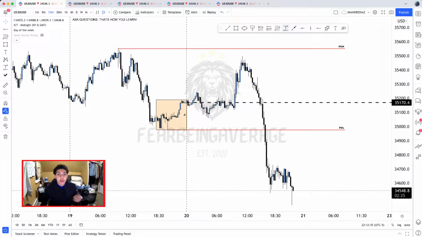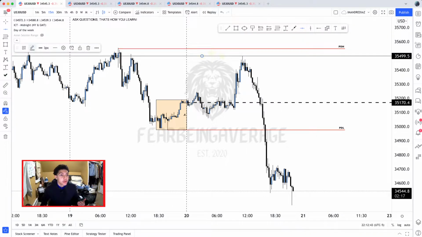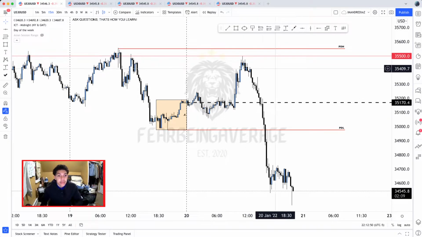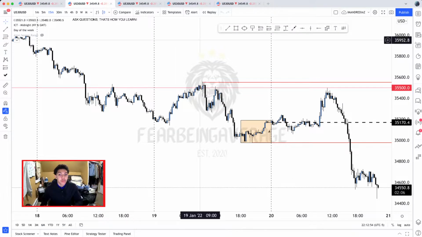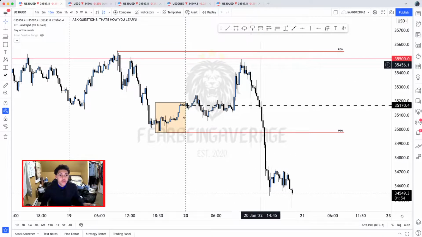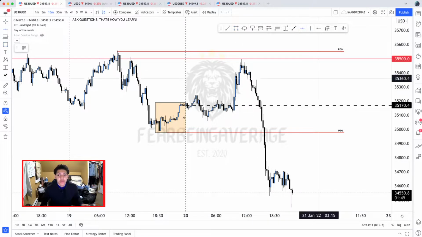Next thing I'm going to do is mark up all the big figure levels that got respected today. The first one we have is 35,500, which came almost to the pip up here, not really to the pip, but on this specific liquidity provider, it came to the pip. If I go to a different one, these are going to be different. If I go to this other one over here, 35,500, actually, it's a little bit farther away. So on this liquidity provider, it just happened to be to the pip, and that is crazy. But we're going to get into why that happened up there later.